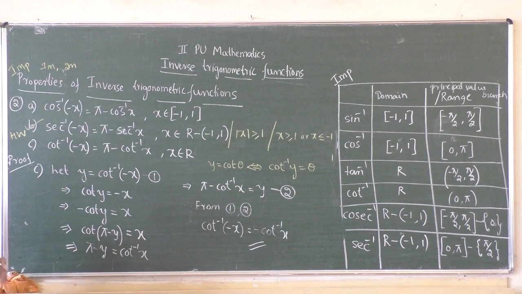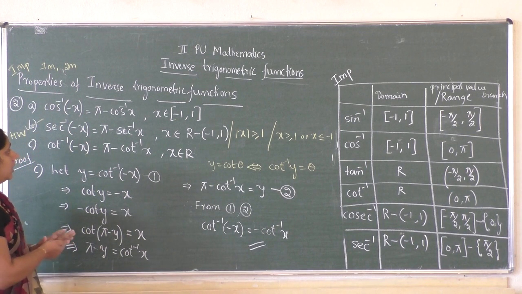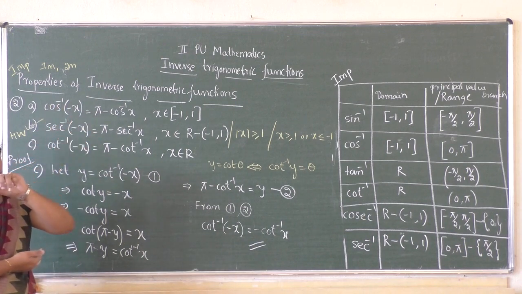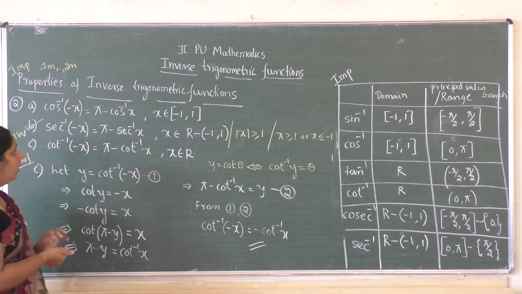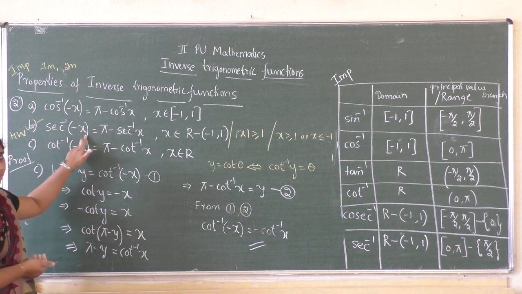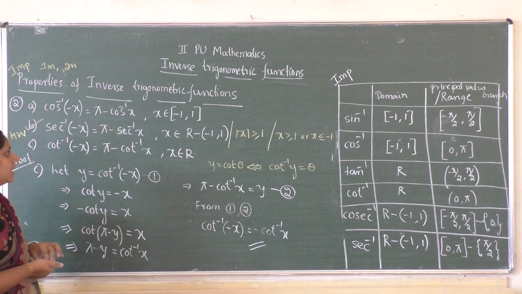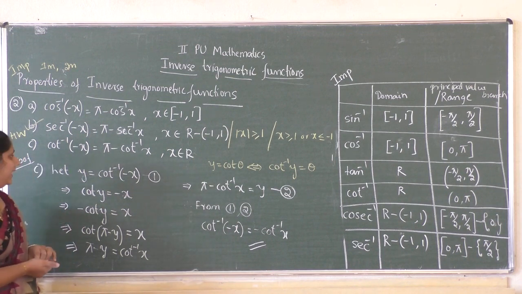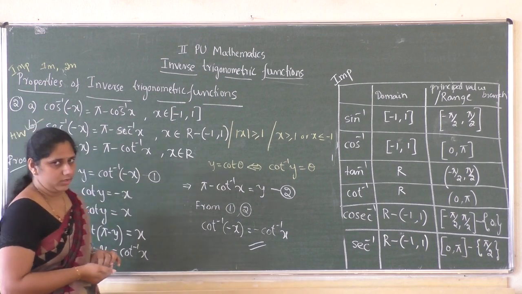Again, this is also important either for 1 mark or 2 marks. For 1 mark, a question may be asked like this: for what values of x does the property cos inverse of minus x equal to pi minus cos inverse x hold? Or a question may be asked for 2 marks like this, that is verify the property sec inverse of minus x equal to pi minus sec inverse x, or prove the property cot inverse of minus x equal to pi minus cot inverse x.